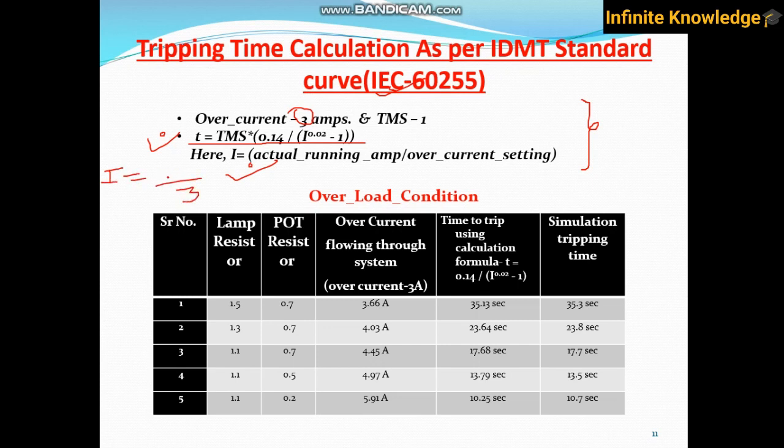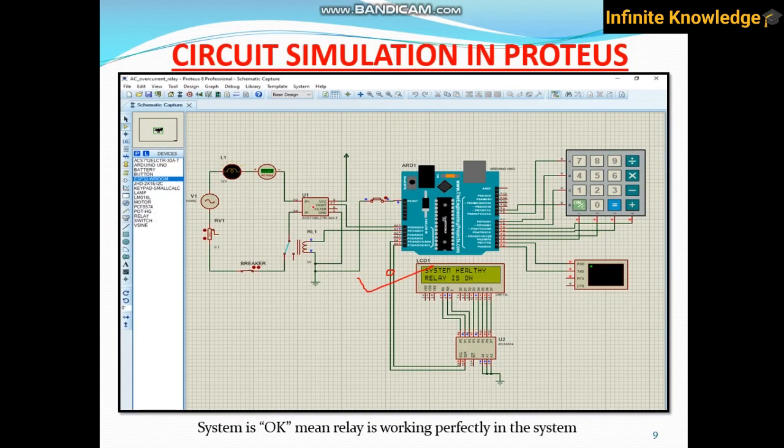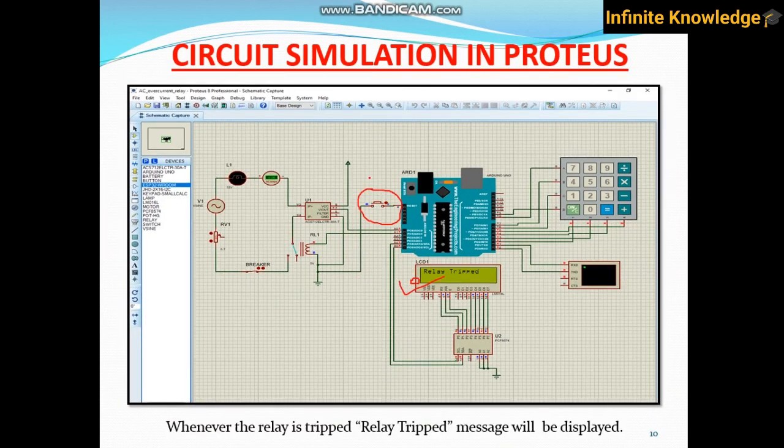This value is the actual running ampere. So if your running ampere is 2, then I is 2 by 3. And if your running ampere is more than 3, like 4, then it's 4 by 3. So by this condition, this time will be calculated. And according to this time, after a particular time your relay gets tripped. So this is the basic concept.